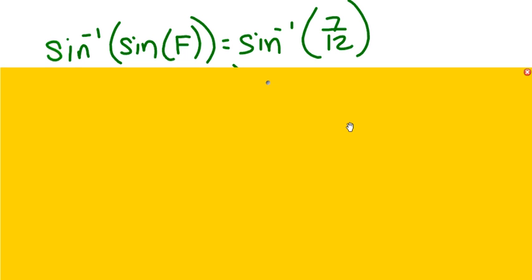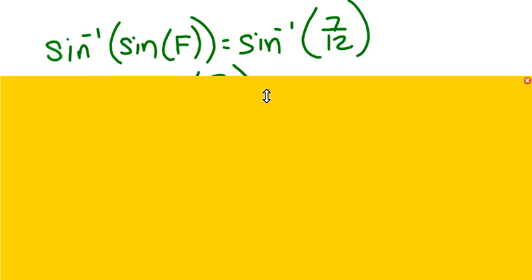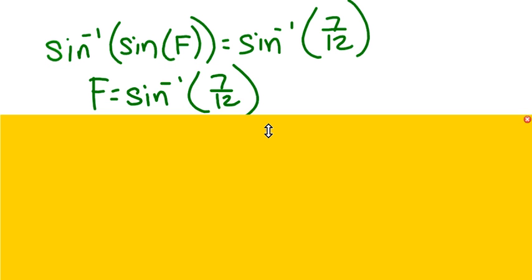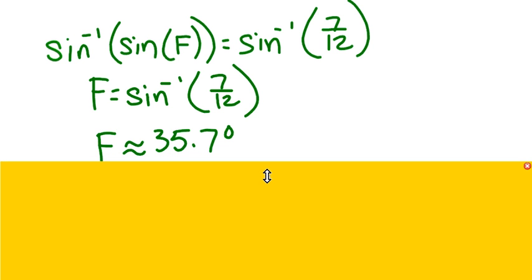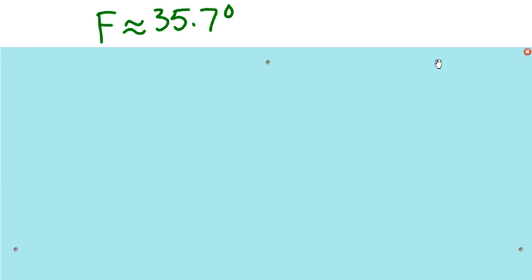The inverses undo each other, so angle F is equal to the inverse sine of 7/12. Again, making sure your calculator is in degree mode, you can enter in the inverse sine of 7/12 as it is on your paper, and we could round to the nearest degree or tenth of a degree as stated. So if we go to the nearest tenth, that would be about 35.7 degrees. We can label angle F in our picture, but we still had to find another angle measurement.